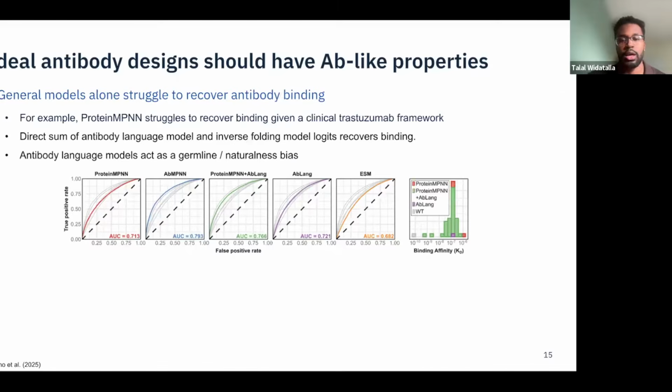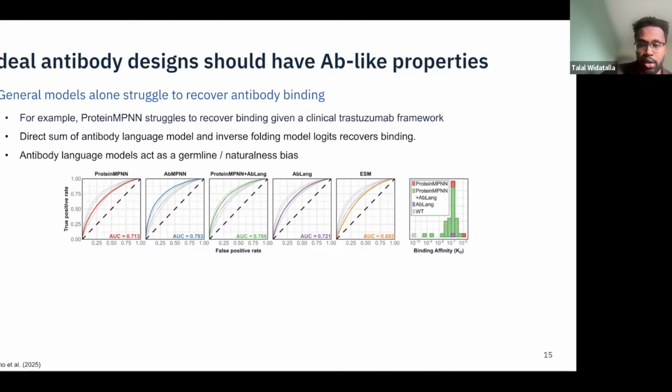Okay, here we go. Additionally, we saw this paper by Del Alamo, which used a slew of models to try and recover binding for trastuzumab. In this paper, ProteinMPNN alone struggled to recover binding given a clinical framework. However, when you summed the antibody language model, in this case AbLang's logits, with the inverse folding model, you're able to get recovered binding.